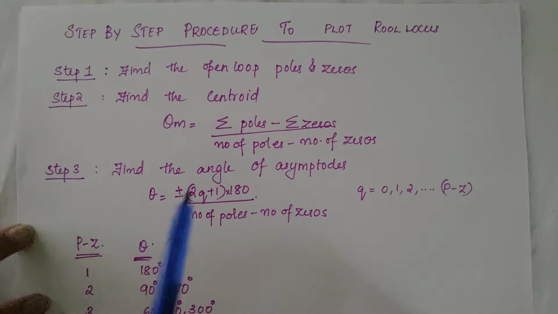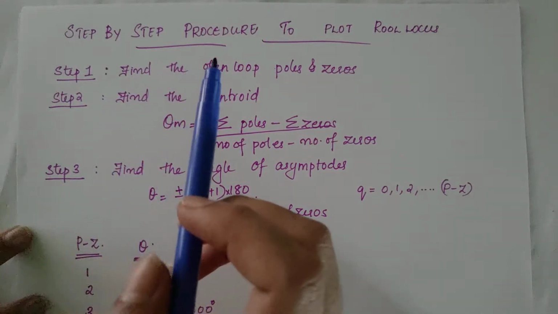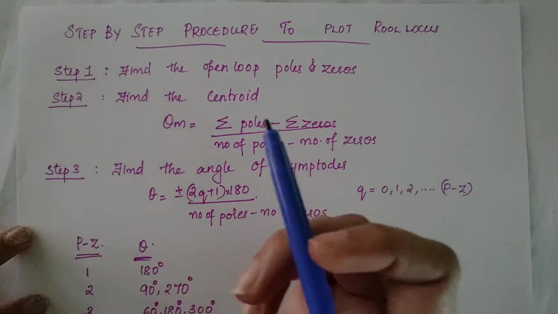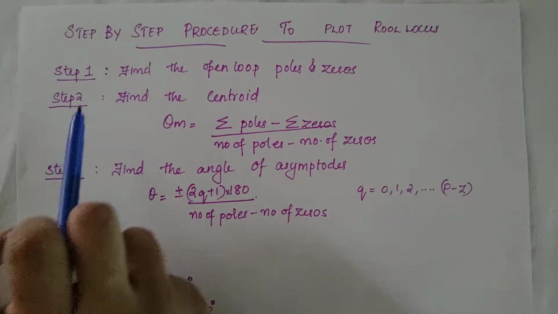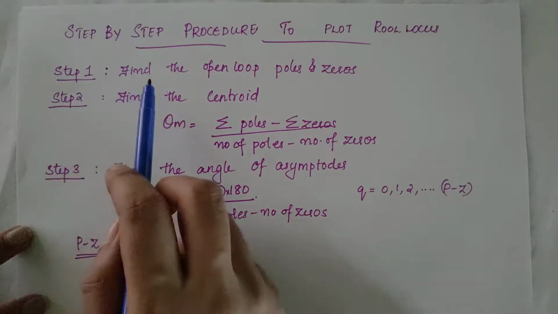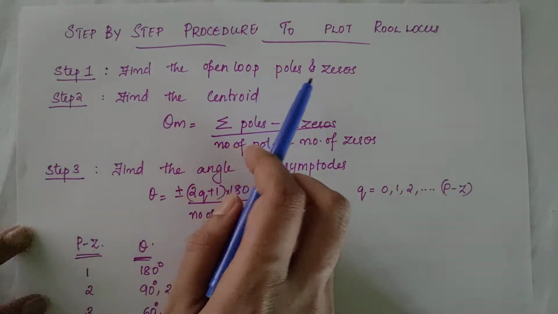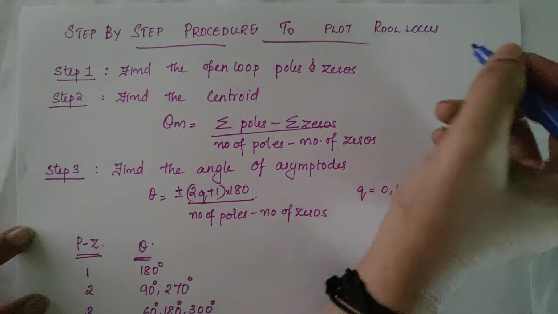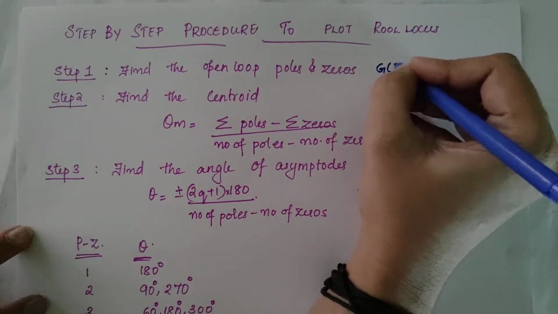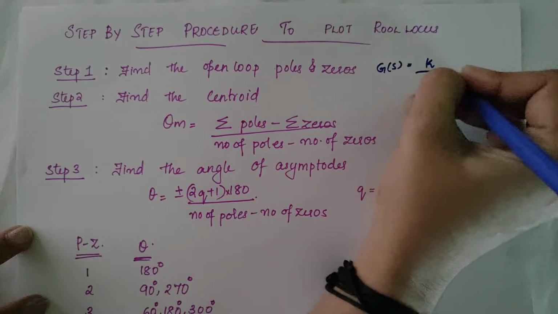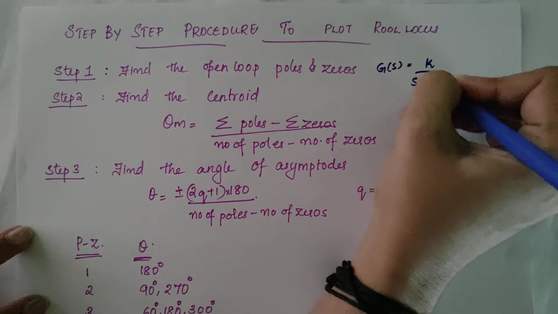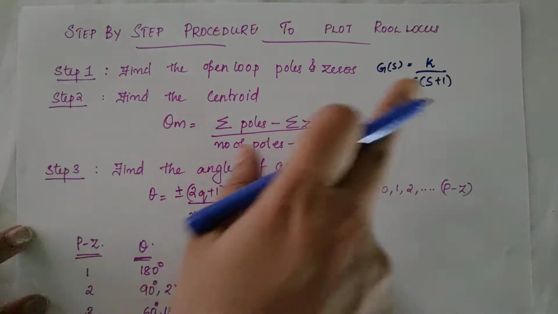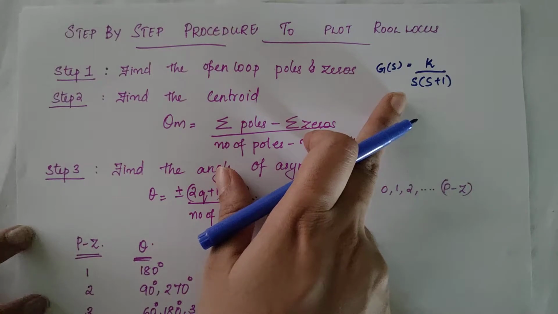So next we are going to see the step-by-step procedure to plot the root locus from the exam point of view. Step 1 is find the open loop poles and zeros. If I am given a question that G(s) is equal to K by s into (s plus 1), this is the open loop transfer function, and we need the open loop poles and zeros.